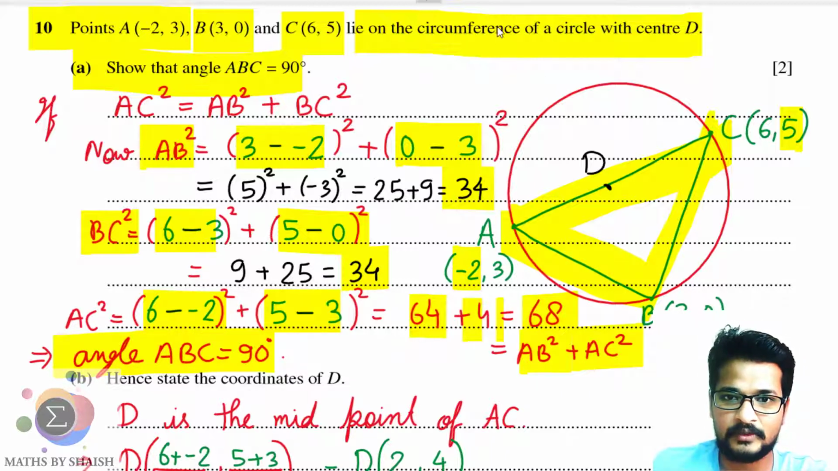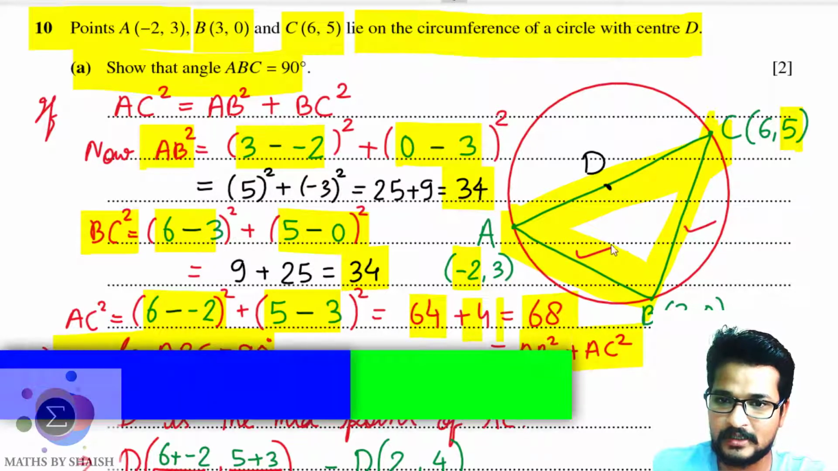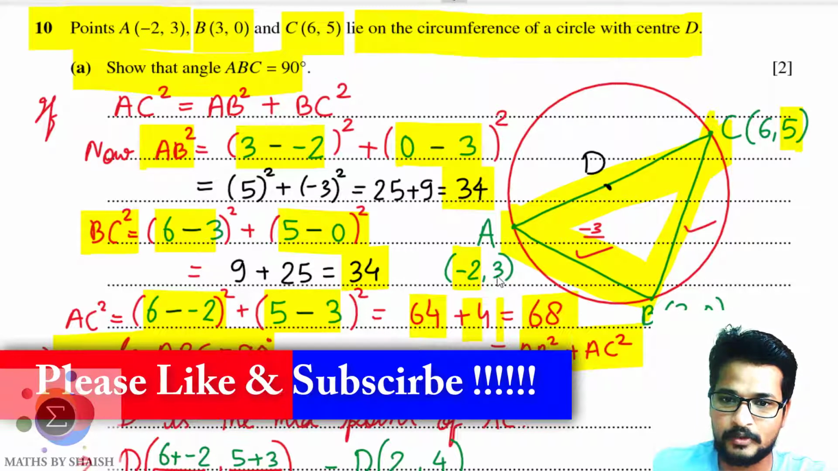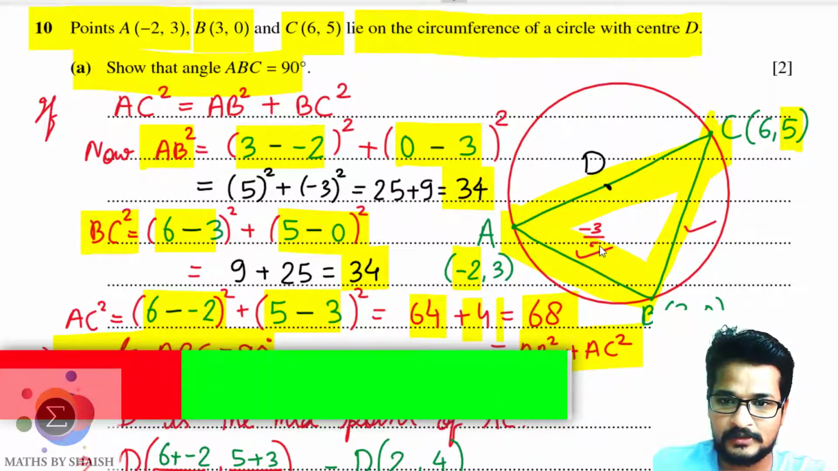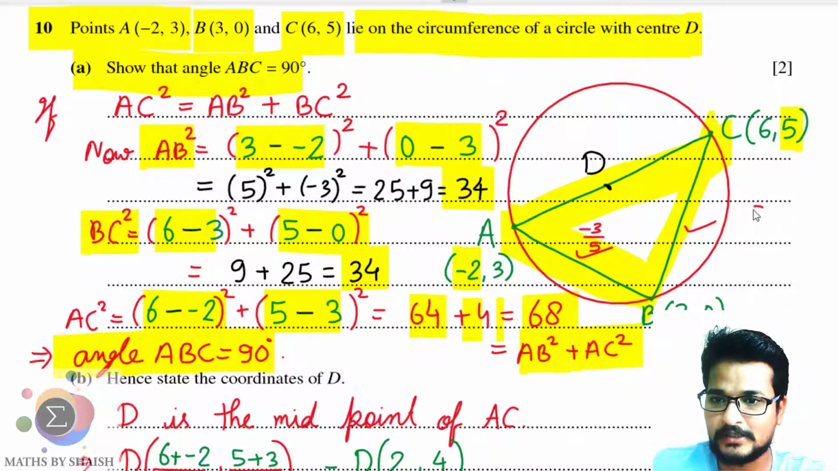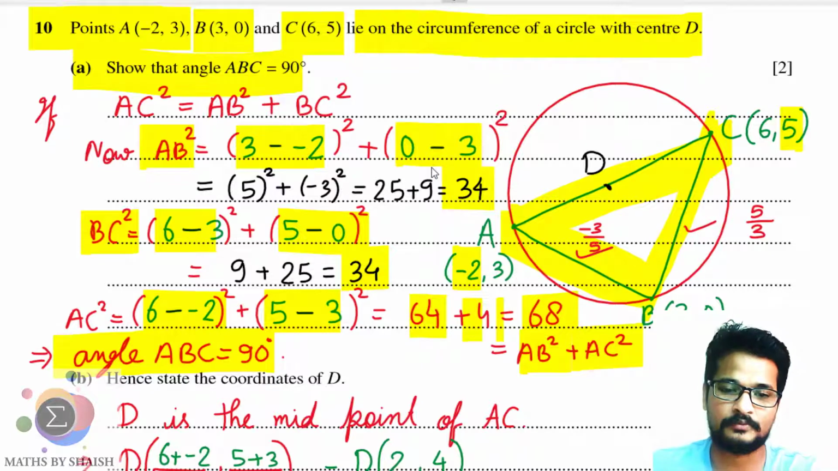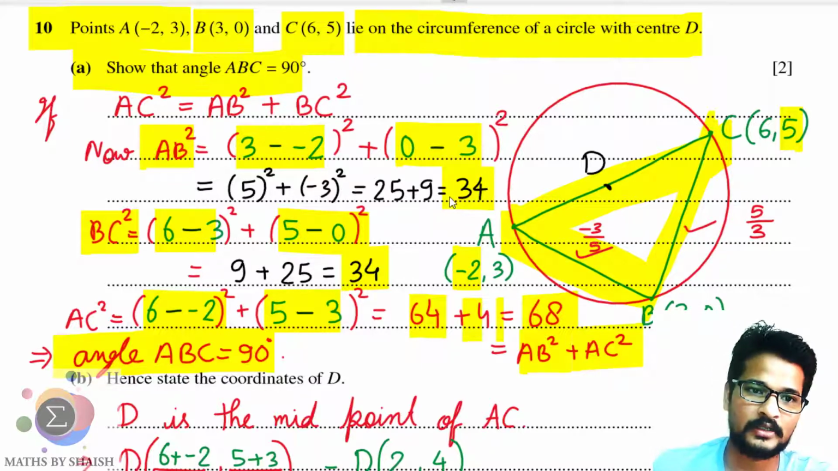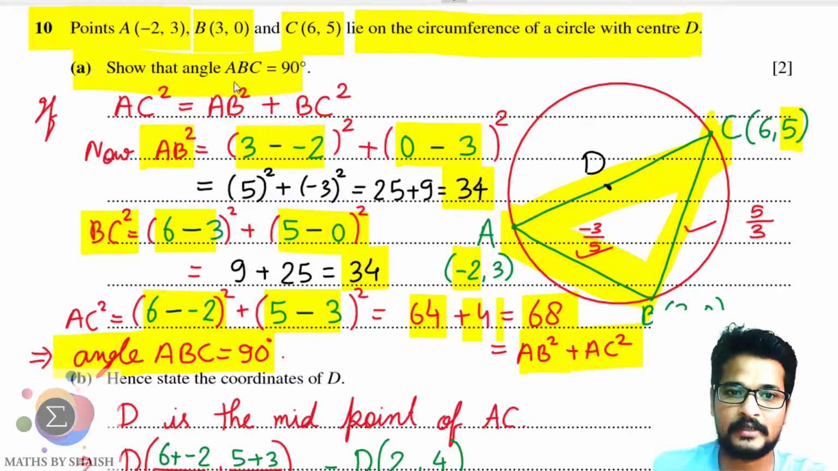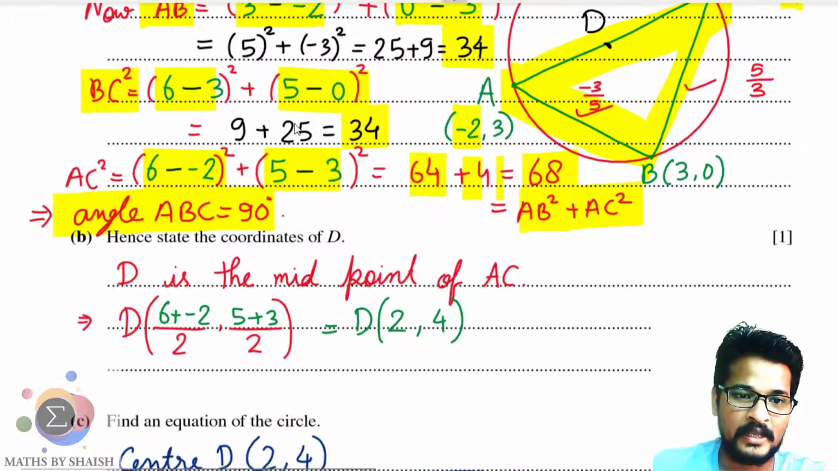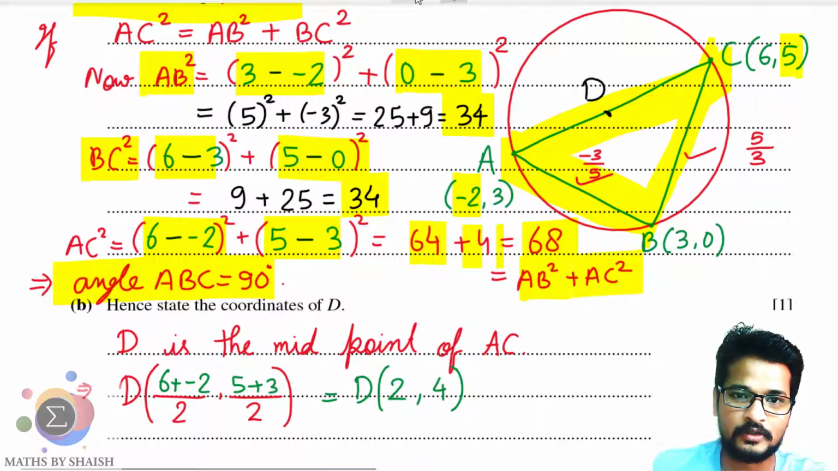I believe the other method would be easier, because we can simply find the gradient of this, find the gradient of this, and see the product would be -1. So the gradient of AB is (0 - 3) upon (3 - (-2)), which is -3/5, and the gradient of BC is (5 - 0) upon (6 - 3), which is 5/3. See, they are negative reciprocals of each other. That's also a best way to find out whether it is a right angle triangle. Angle ABC is 90 degrees, and hence state the coordinates of D.